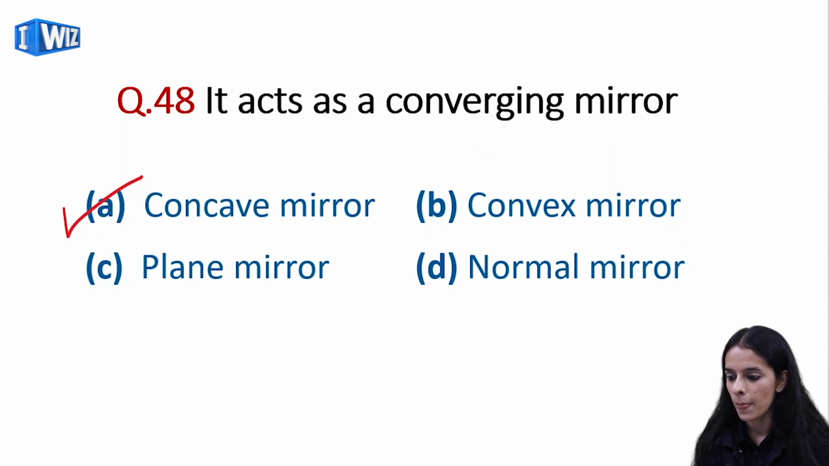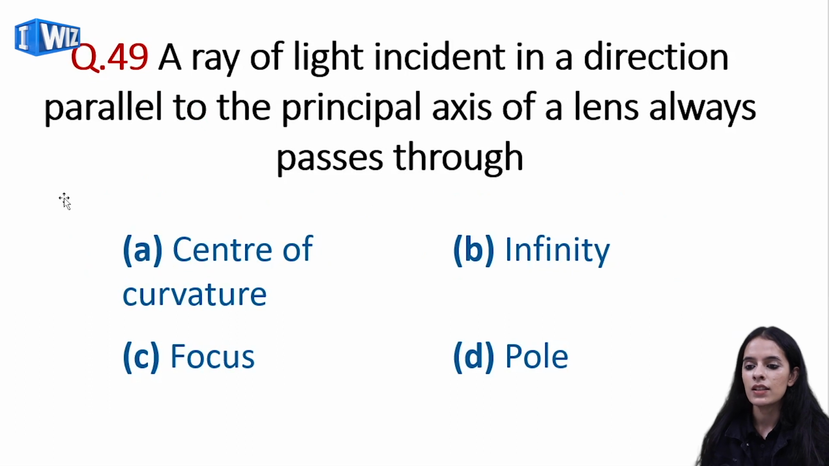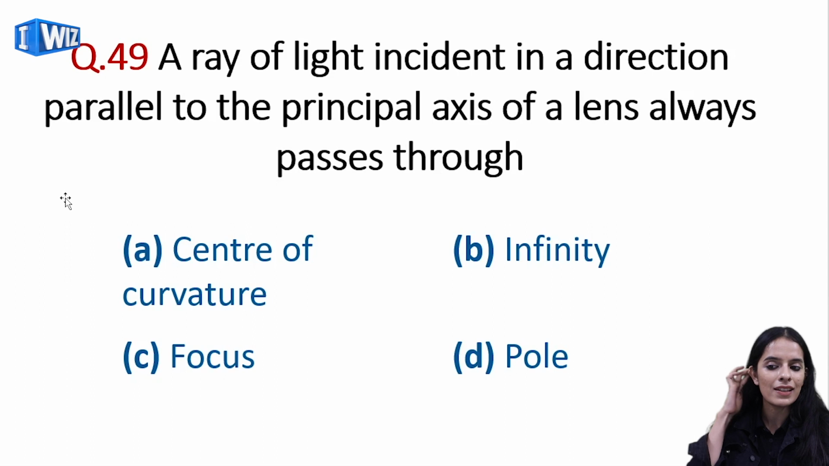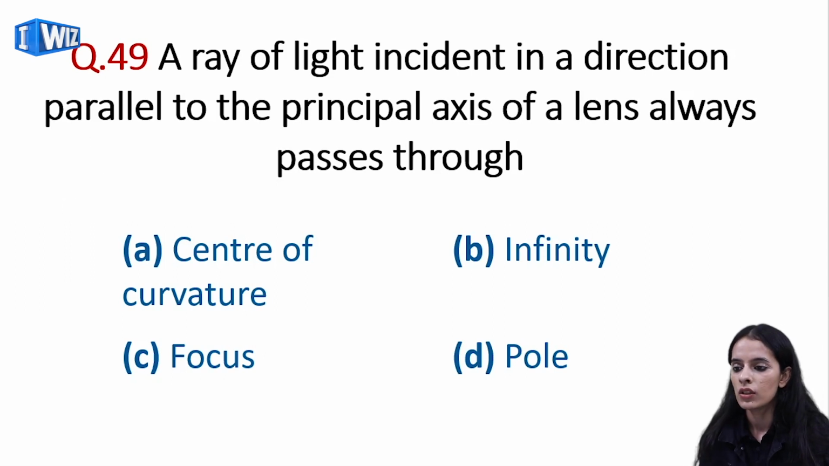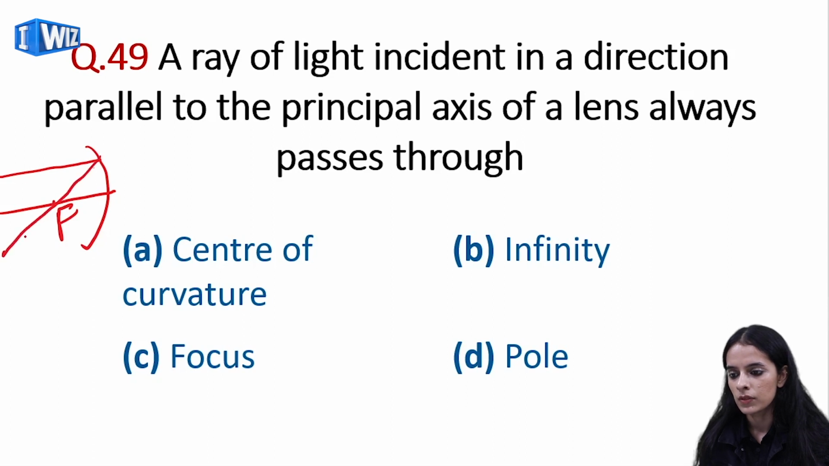Next, a ray of light incident in a direction parallel to the principal axis of a lens always passes through what? Any ray of light, when it is coming parallel, will always pass through the focus. It will go like this. Okay, so it will always pass through the focus.